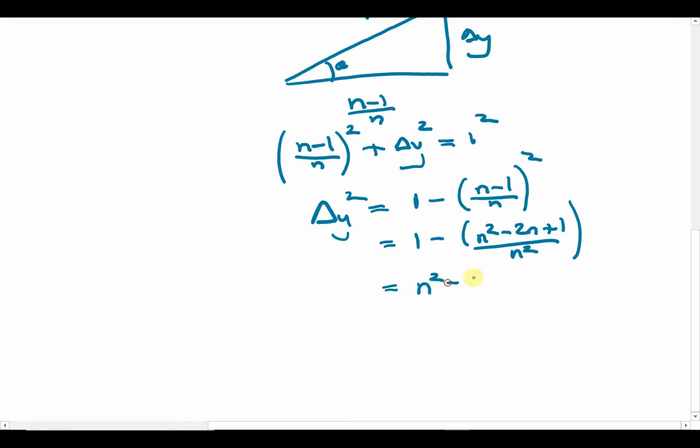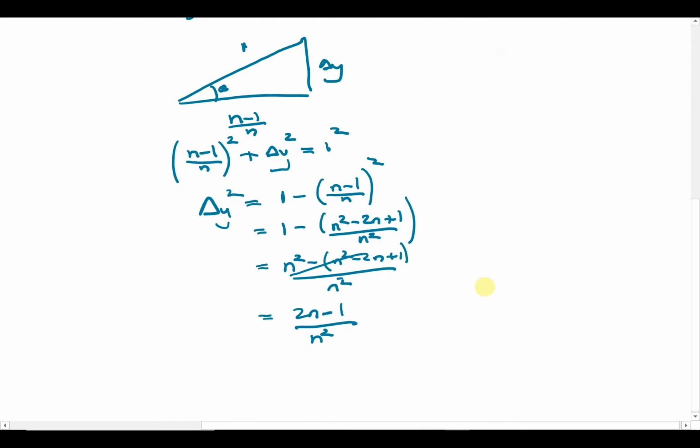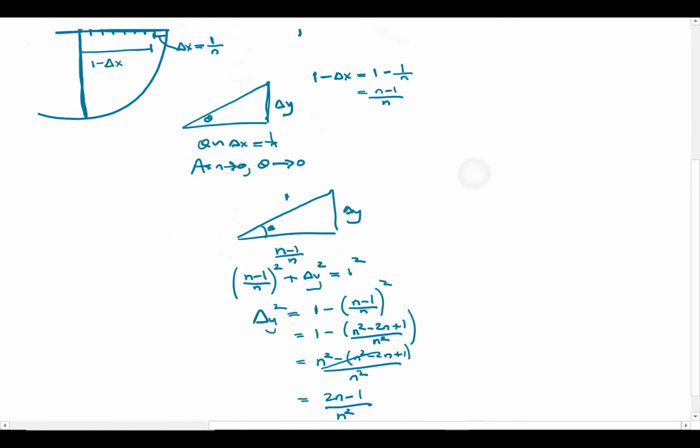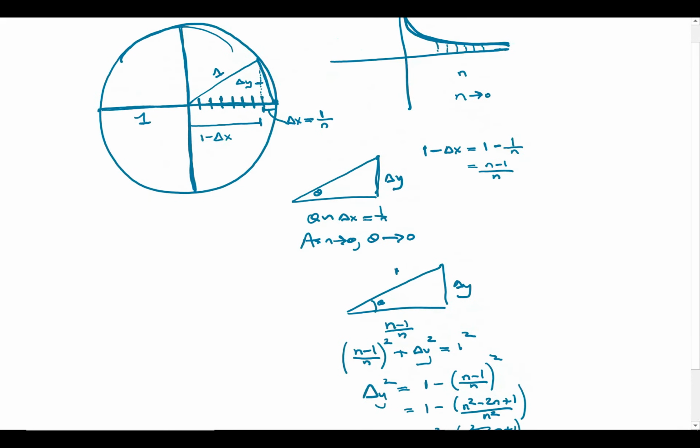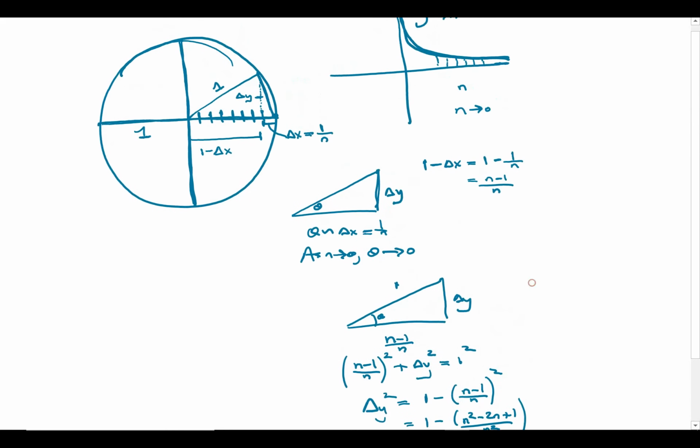Then we can cross multiply, and we end up getting n squared minus 2n plus 1, all divided by n squared. Then we cancel the n squared, and we transfer the negative to the fraction, and we end up getting 2n minus 1 over n squared. So that gives us the distance, delta y.